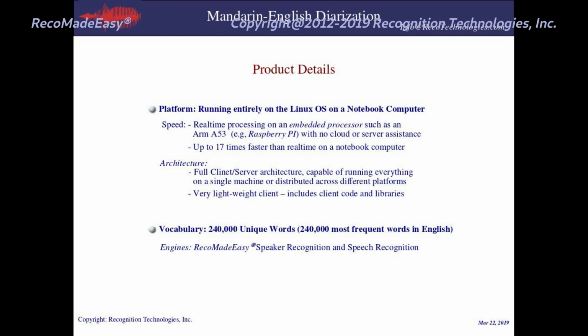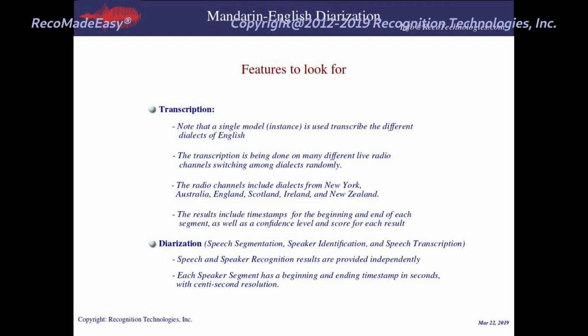The things you want to look for in the demo are, for example, that in the transcription there's only a single model that handles all the different dialects. The transcription is being done on live radio, so we're just switching randomly back and forth between these different channels, from New York, Australia, England, Scotland, Ireland, New Zealand. The results have a beginning timestamp and an end timestamp, and you can look at them as the results come back.